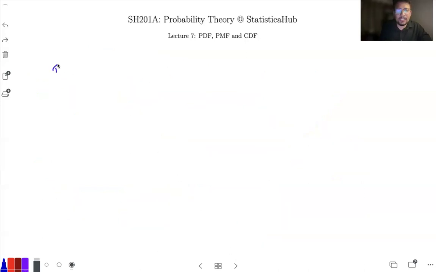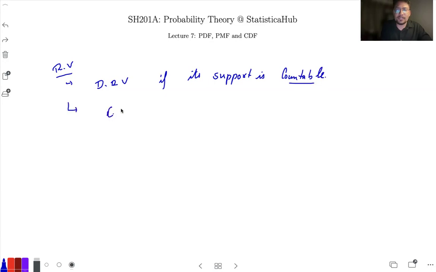Any random variable is said to be a discrete random variable if its support is countable. So it can be finitely countable, it can be infinitely countable. And in the second case, it is denoted to be a continuous random variable if its support is uncountable. Okay, moving ahead with this particular part.